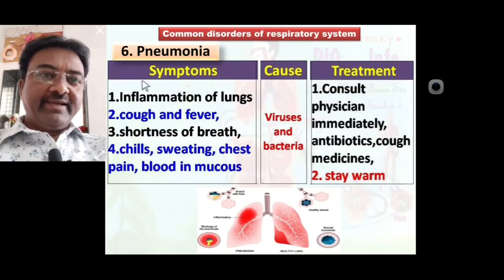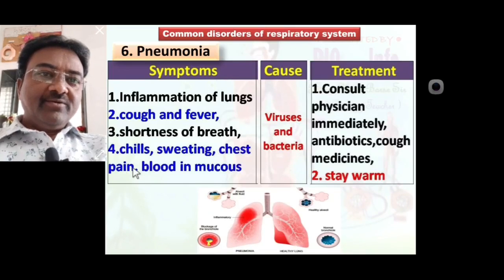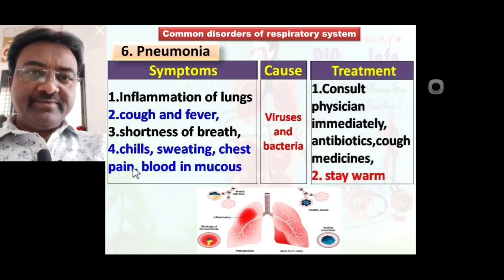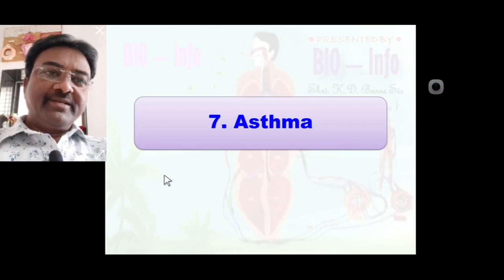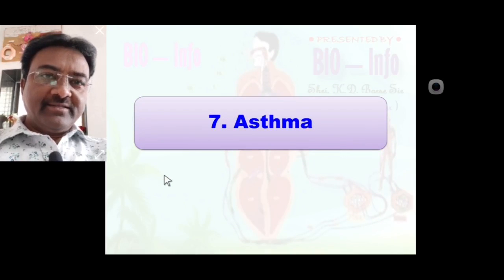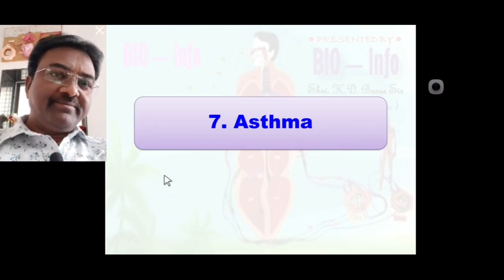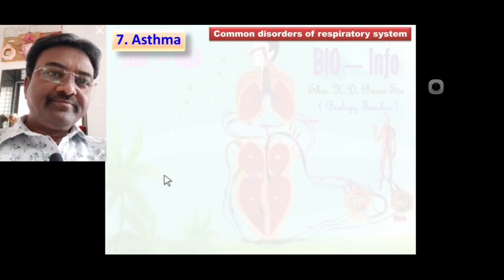Viruses and bacteria. Here we noted different symptoms of pneumonia. Hope that you understood how to treat pneumonia, what are the causative factors of pneumonia, and what are the symptoms of pneumonia. Up to this we discussed in detail. Pneumonia is one of the common disorders of the respiratory system. Number 7, asthma is also one of the disorders of the respiratory system.